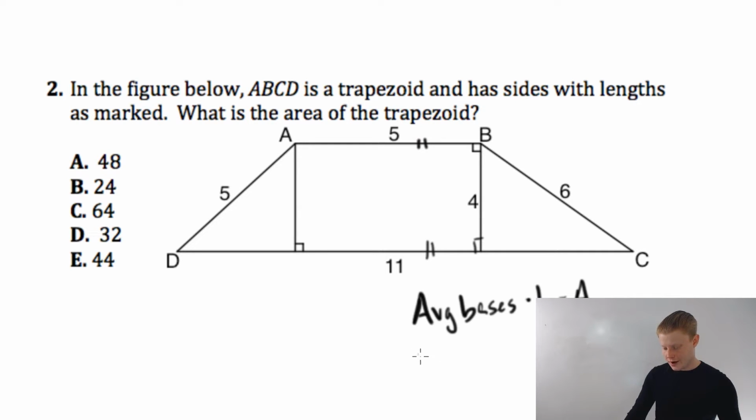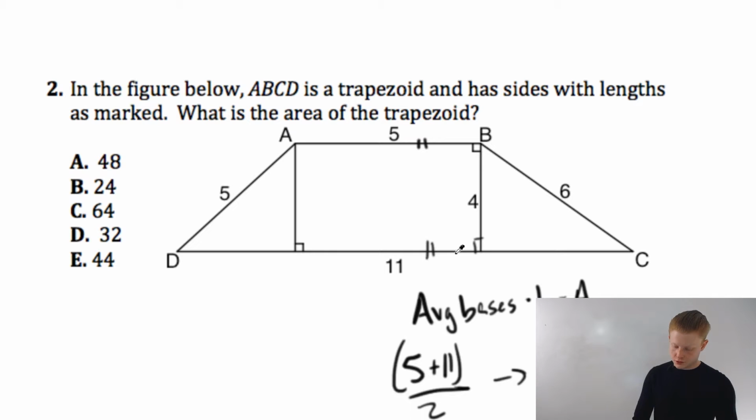So the average of the bases will be 5 plus 11 divided by 2. That's 16 over 2 is 8. So 8 times height is 4. So our area would be 32. 8 times 4 is 32. That's one way to do it.